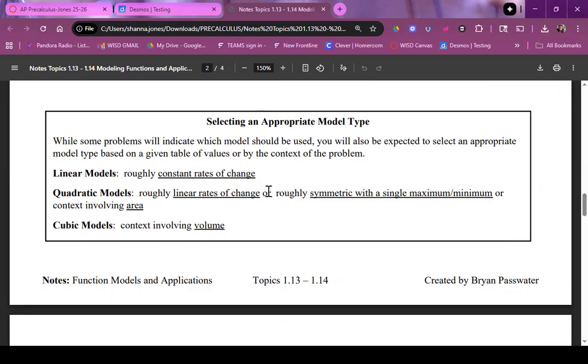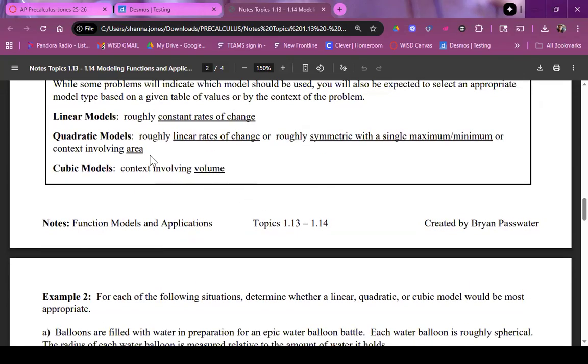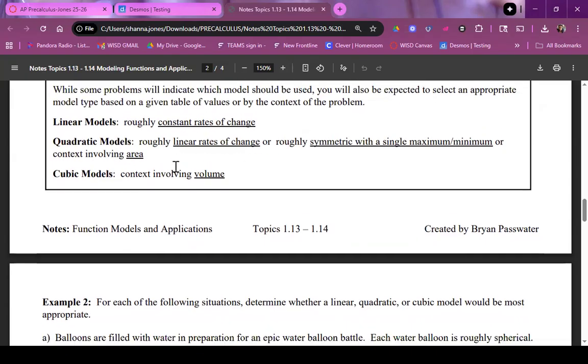Your quadratic is going to be roughly linear rates of change, okay? Meaning that I am multiplying and or adding on to something. That's why it's a linear rate of change. That second difference value, right? Roughly the same. And then your cubic model, anytime that we're talking about volume, that's going to be cubic, okay? Cubic units, think about that. Same thing with quadratic, square units. Anytime you're talking about area, that's going to be a quadratic model.